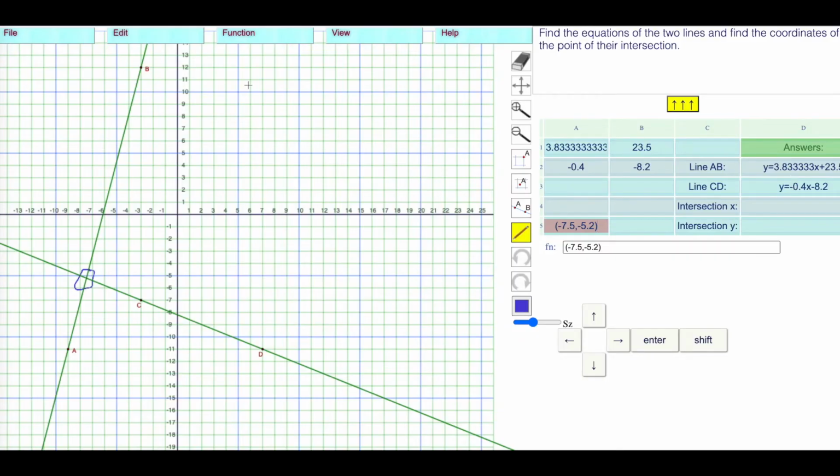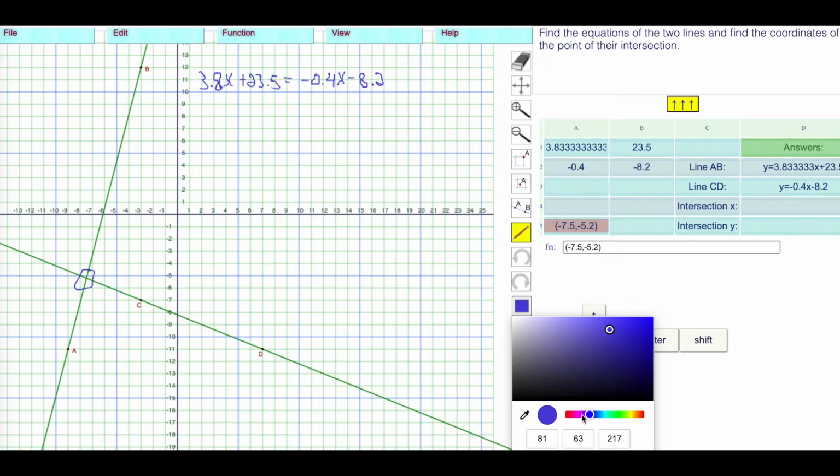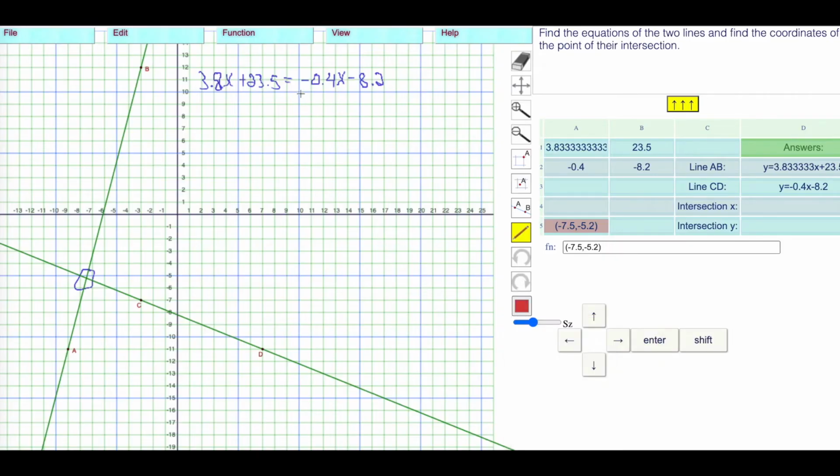I'm not going to write 3.83333. I'm just going to write 3.8x. Remember, you're using these numbers, don't use 3.8. 3.8x plus 23.5 is equal to -0.4x minus 8.2. I have more x's on the left-hand side. I'm going to get rid of the -0.4x on the right-hand side by adding 0.4x to both sides. If I add it to the right-hand side, I also have to add it to the left-hand side to keep it balanced. Remember, it's not really 3.8, it's 3.83 repeating, added to 0.4. I have -0.4. To get that to be positive, I'm going to subtract it. Minus a negative is adding. We have 4.23 on this side. That makes sense.